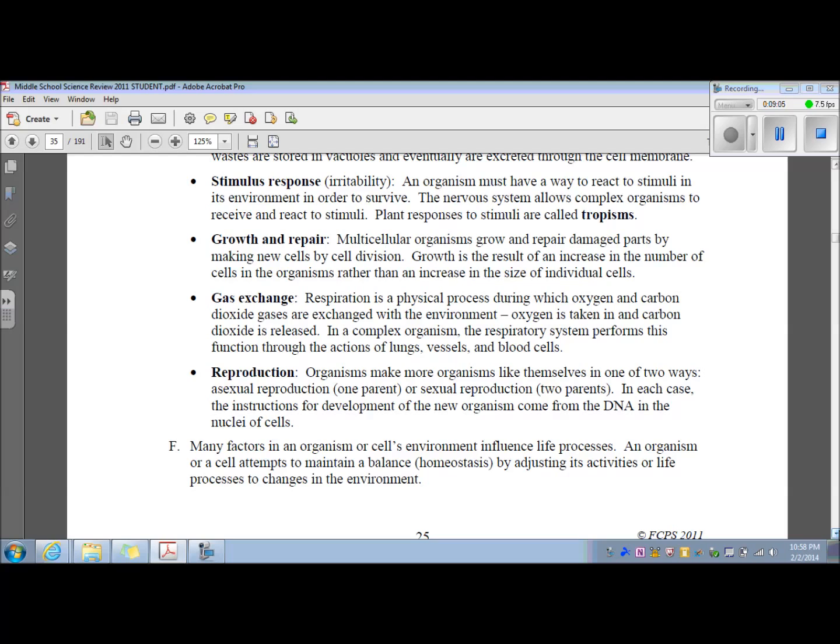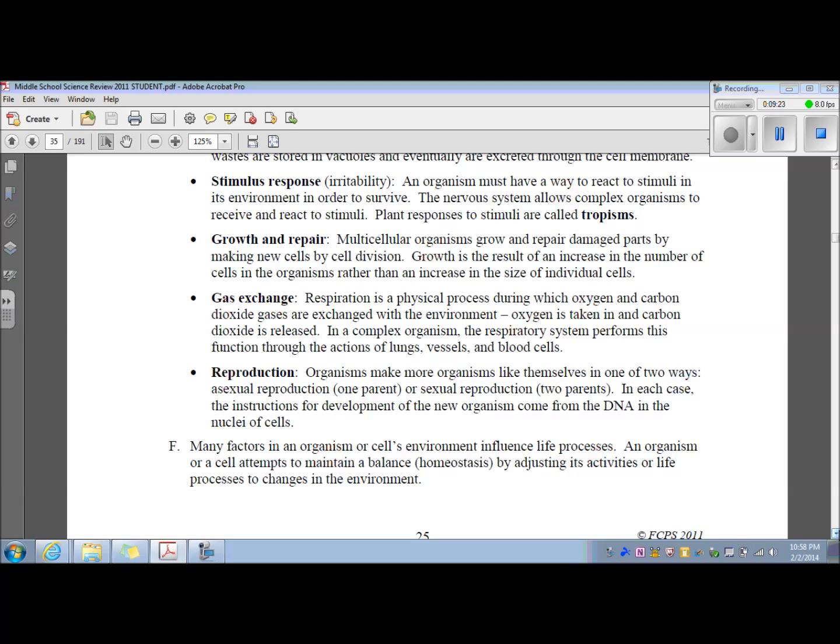Stimulus response, or irritability. An organism must have a way to react to stimuli in its environment in order to survive. The nervous system allows complex organisms to receive and react to stimuli. Plant responses to stimuli are called tropisms.